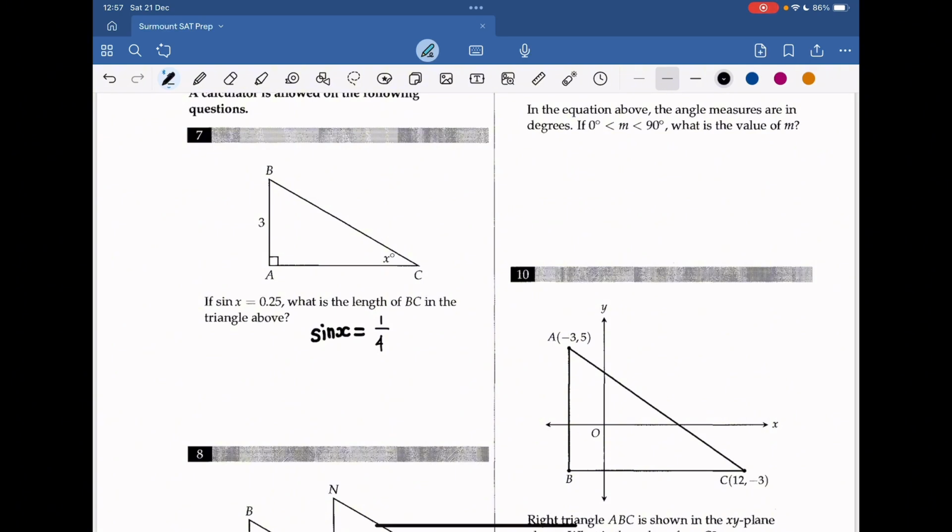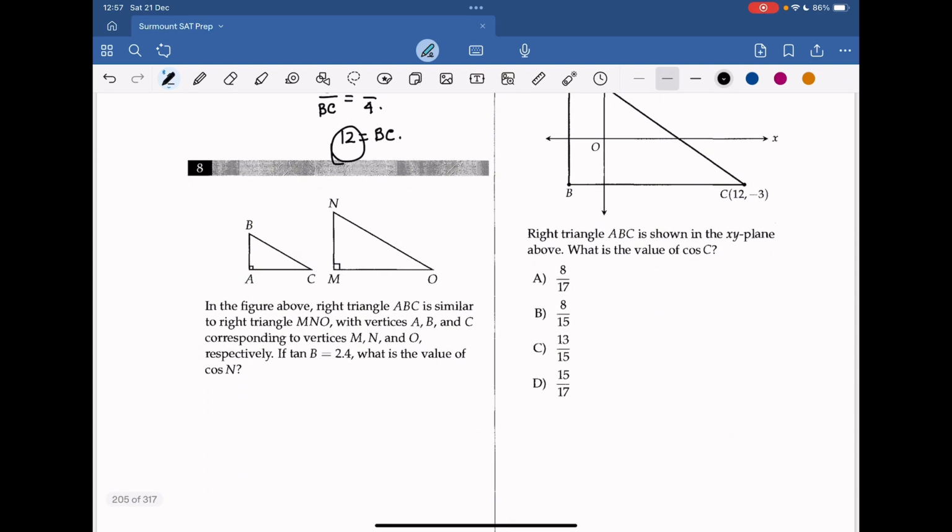And now all we have to do is remember that sine is opposite over hypotenuse. So the opposite of this angle is 3, and the hypotenuse is this side BC that we do not know. So we can represent this as 3 over BC is equal to 1/4. Now we can cross multiply, so you get 12 is equal to BC. So the answer to this question is 12.